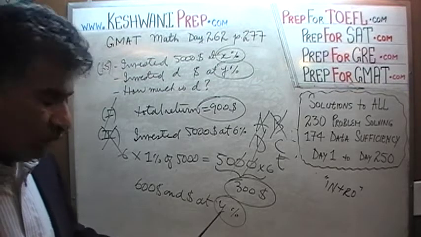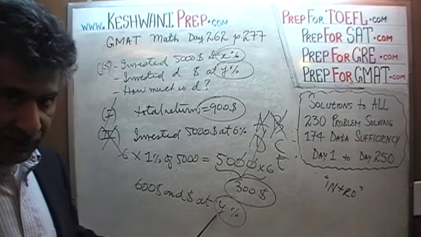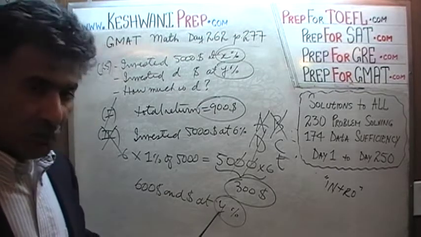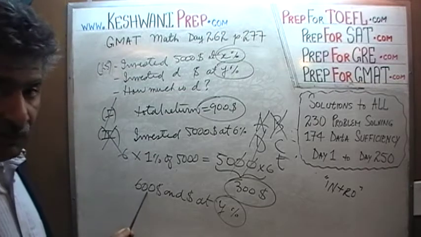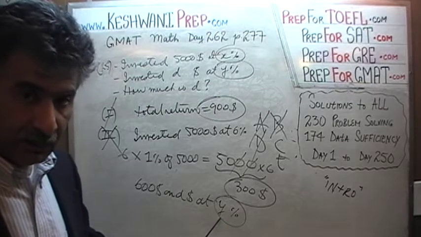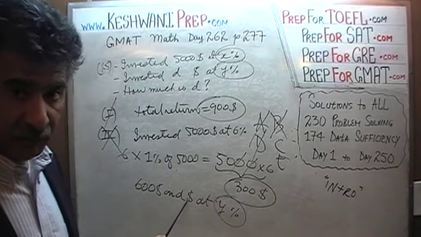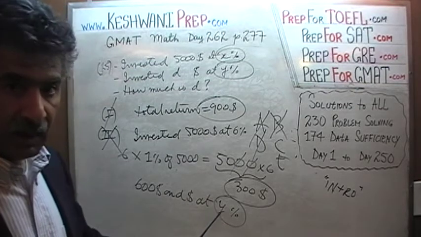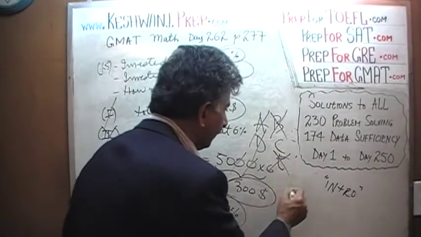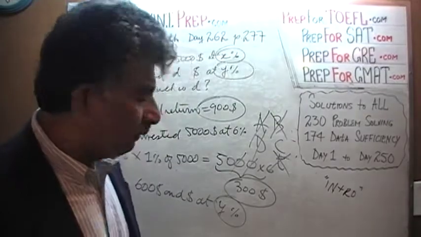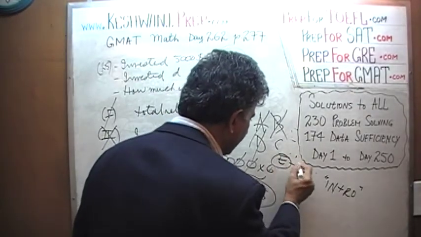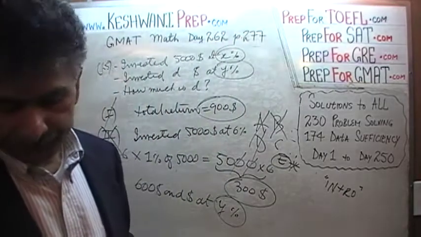For example, if we can somehow figure out the value of Y, let's just pretend that Y equals 10, then we know that if we earned $600 on an investment that was yielding 10% return, then the money that we invested must have been $6,000. But we do not know the Y, and without knowing the Y, we cannot figure out the D. The answer is E. Even putting the two statements together does not get us anywhere.